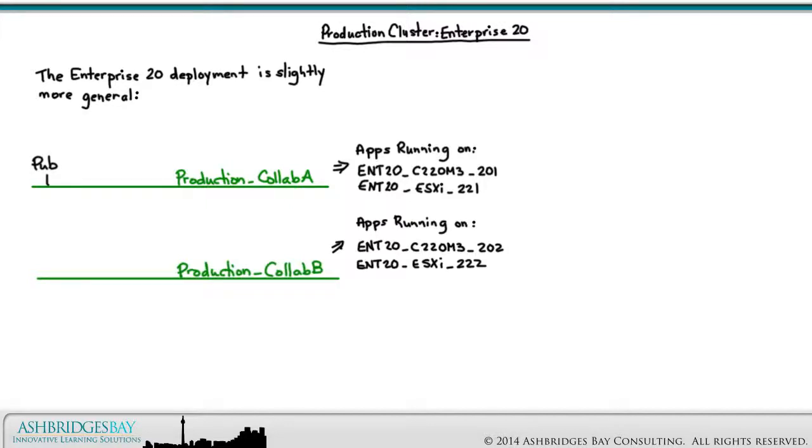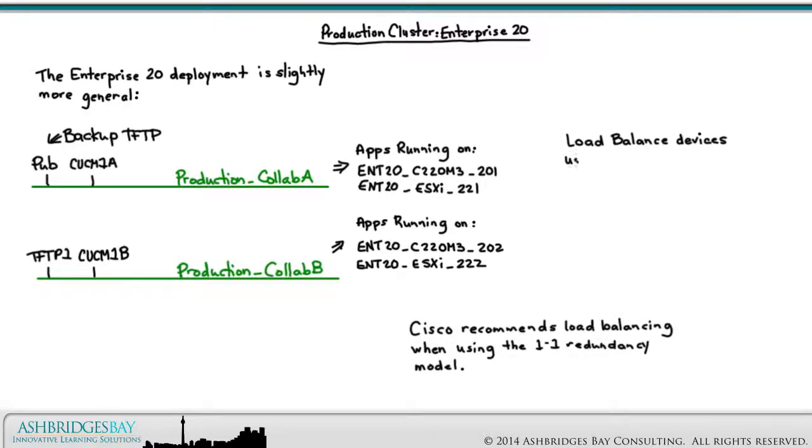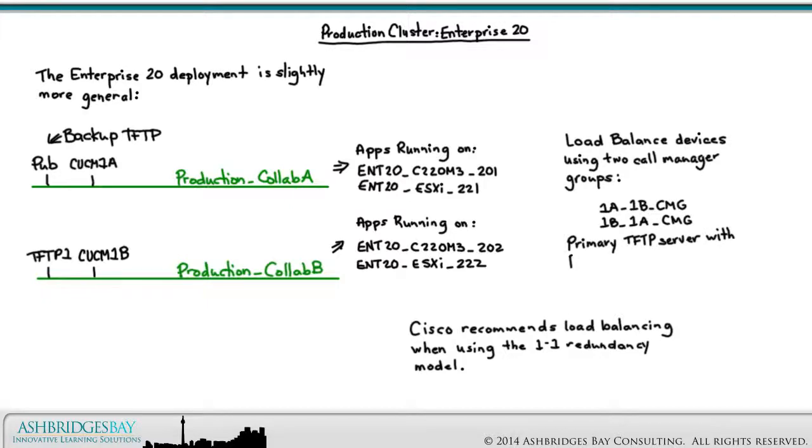Our CUCM publisher will go on Collab A. This will be our backup TFTP server. Our primary TFTP server, TFTP1, will go on Collab B. CUCM1A will go on Collab A, and CUCM1B will go on Collab B. Cisco recommends load balancing when using the one-to-one redundancy model. We will load balance using two call manager redundancy groups, 1A, 1B CMG, and 1B, 1A CMG. TFTP1 will be the primary TFTP server, with pub acting as backup TFTP.